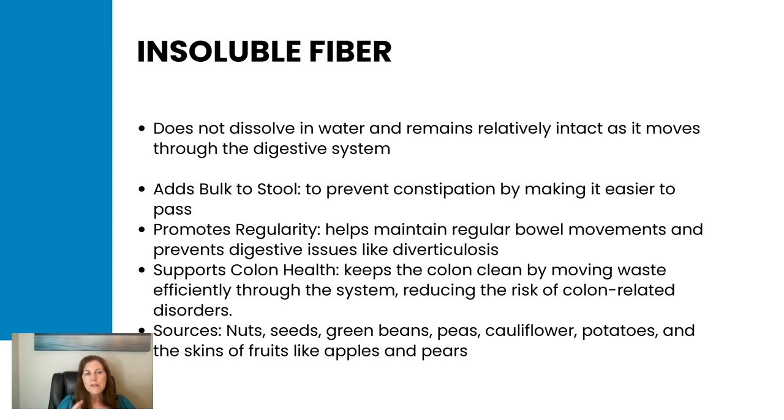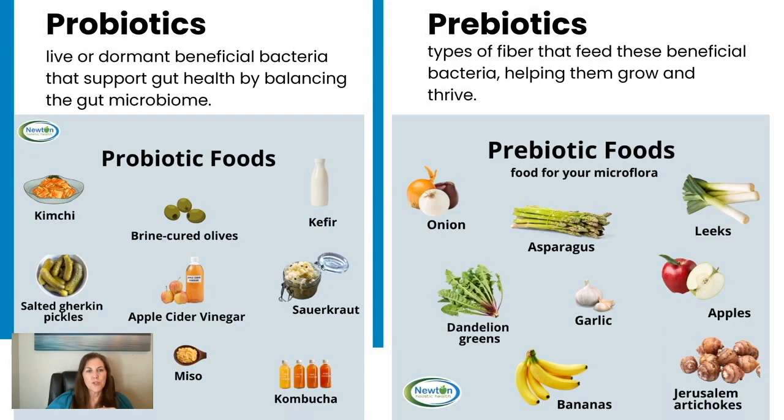Insoluble fiber does not dissolve in water and it remains pretty much intact as it moves through the system. And this adds bulk to the stool, and that can prevent constipation. And this is nuts, seeds, green beans, peas, cauliflower, potatoes, the skin of fruits like apples and pears. So there are some similarities between the two.